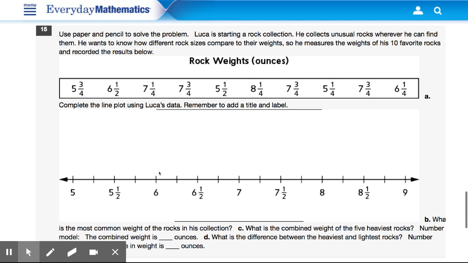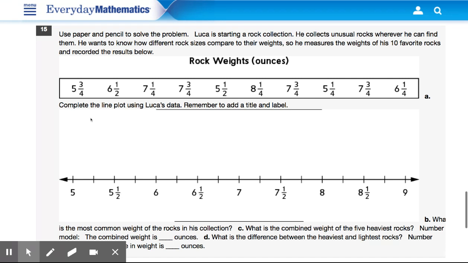For the last problem, problem 15, we have Luca, who is starting a rock collection. He collects unusual rocks wherever he can find them. He wants to know the different rock sizes and compares their heights and weights. So this is 10 of his favorite rocks recorded below.